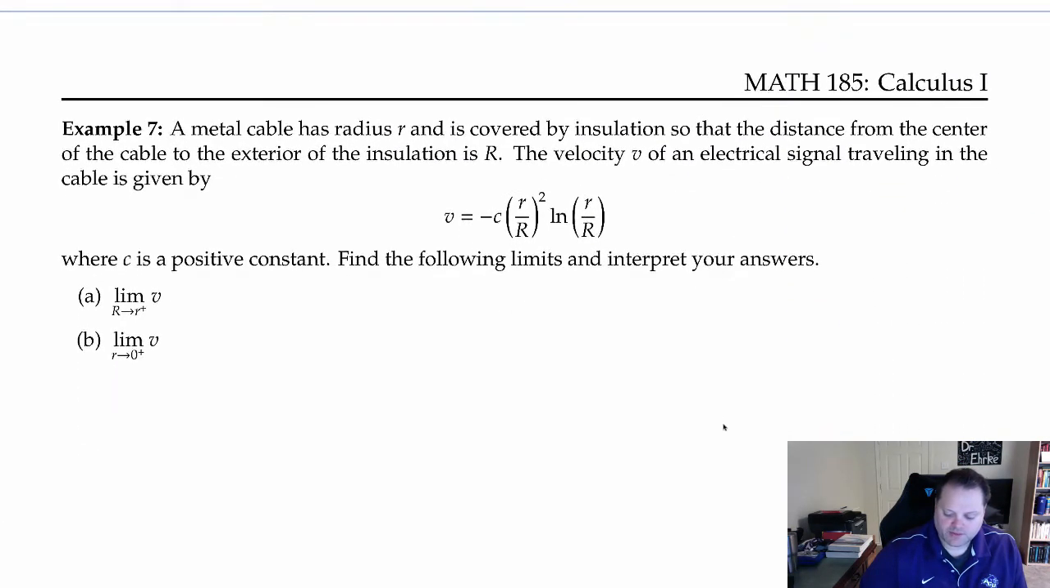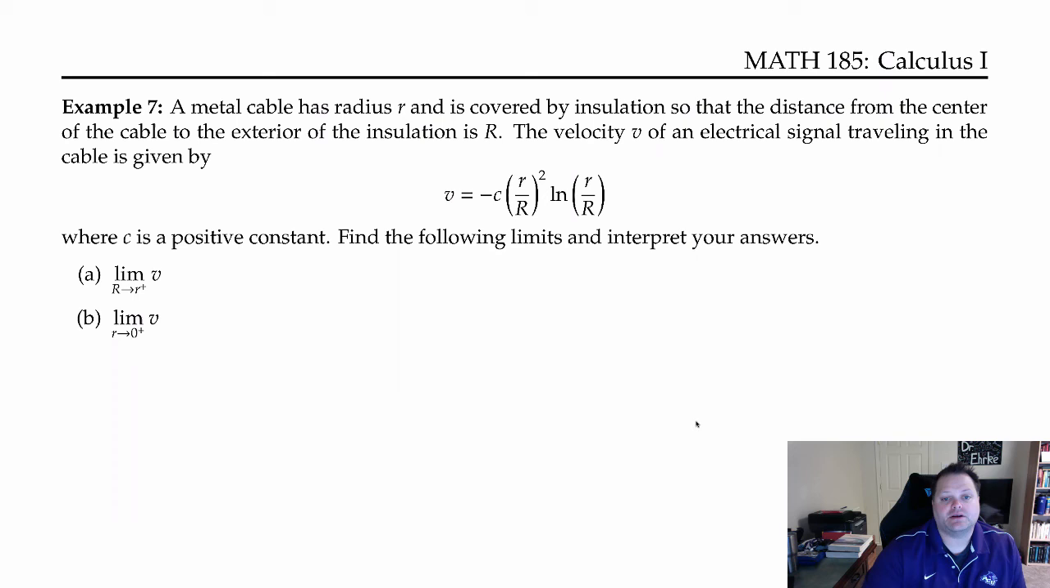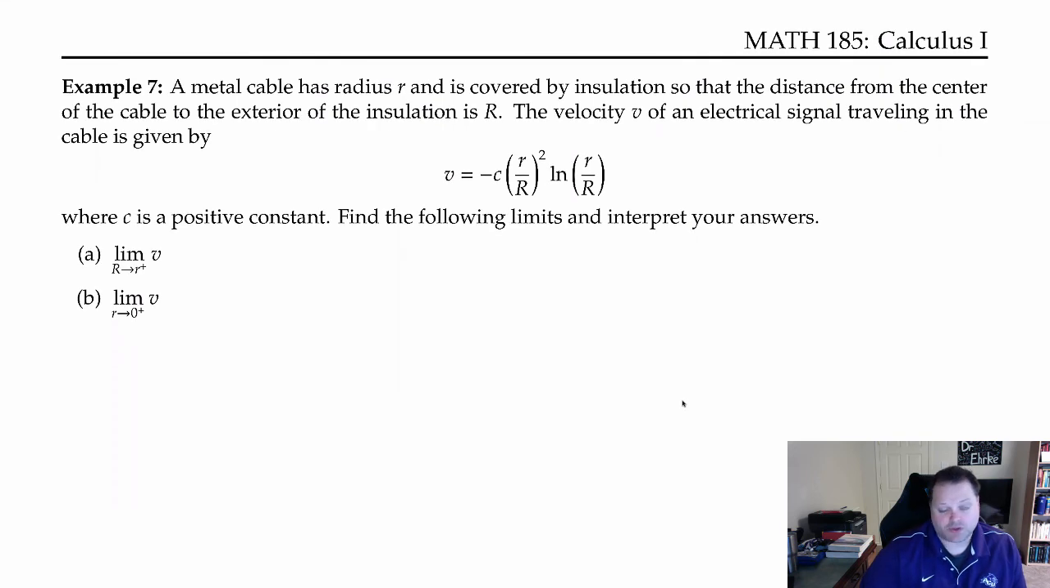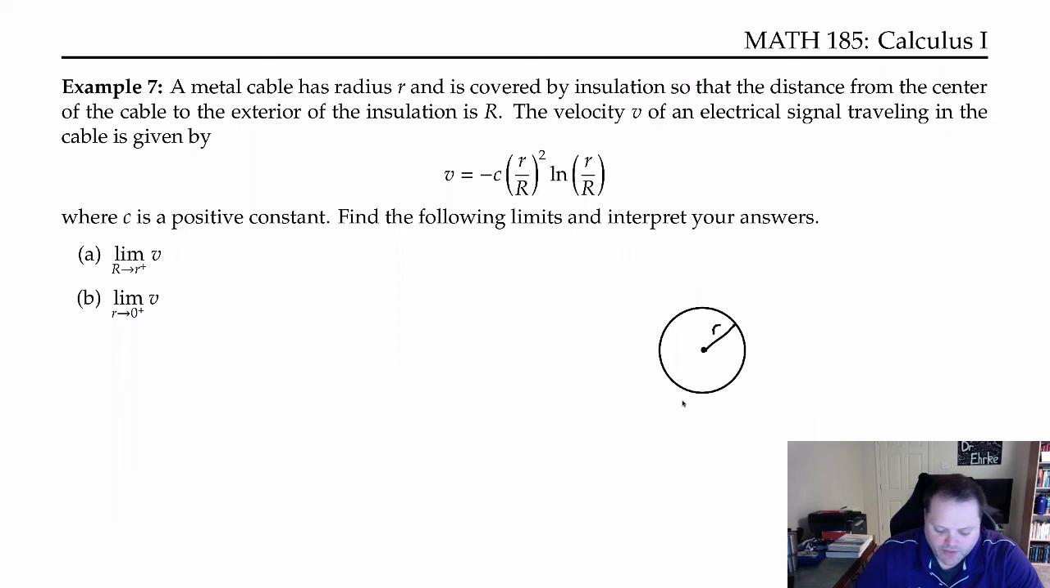All right, so one final example to take a look at here. This is an applied example where L'Hopital's rule can be useful. Suppose we have a metal cable. Let me make that a little bit bigger. The cable has radius r. It's covered by insulation so that the distance from the center of the cable to the exterior of the insulation is big R. So here's the insulation.